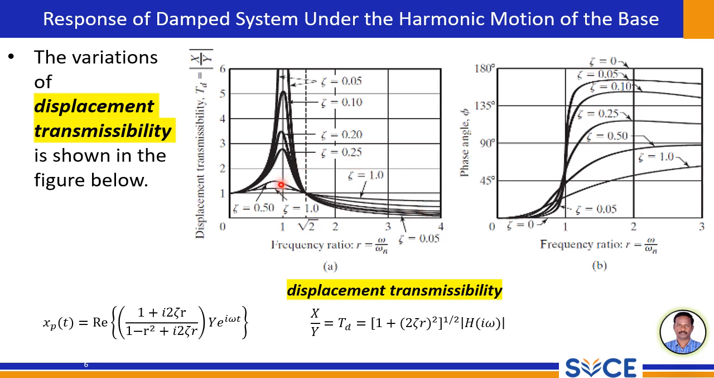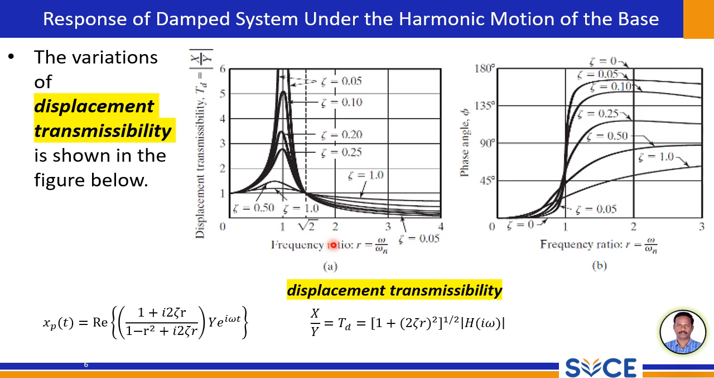For low damping ratios, that is psi closer to 0, we see a sharp peak near r equal to square root of 2. This peak indicates resonance, where the mass vibration amplitude is significantly larger than the base motion amplitude.